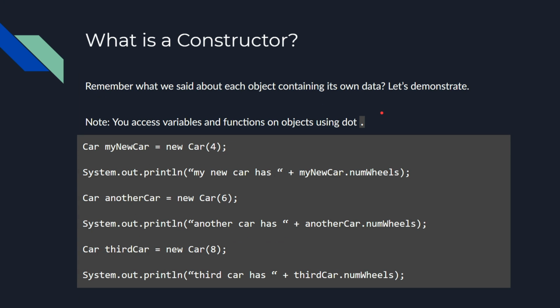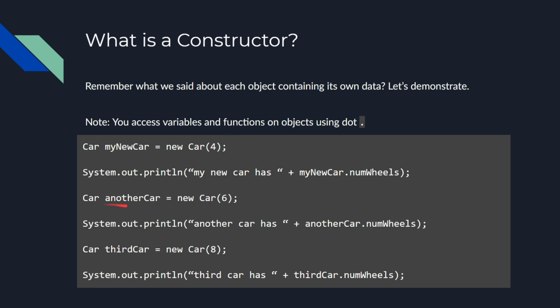So answering your question, we kind of went over this slide already. Each object contains its own data. Again, this is the concept of encapsulation. Setting the data for one object will not affect another object. They are completely separate. So if we were to run this code, which we will do something like this later, if we do my new car dot num wheels, dot allows us to access the properties and methods of that object. Num wheels in this case will be 4.